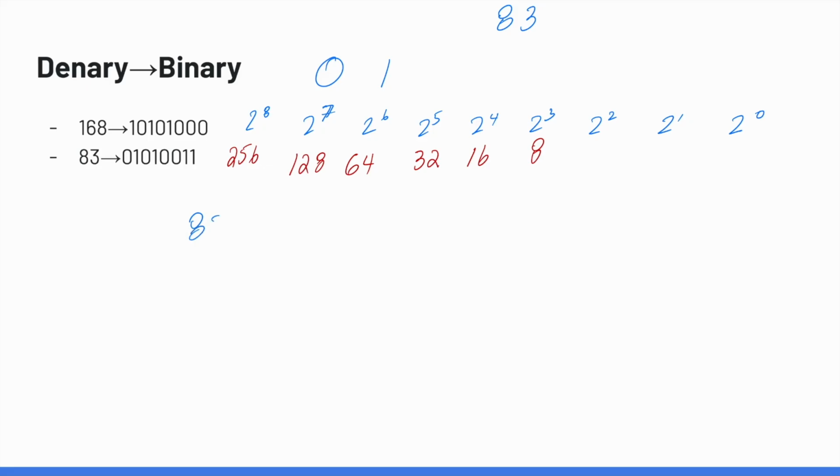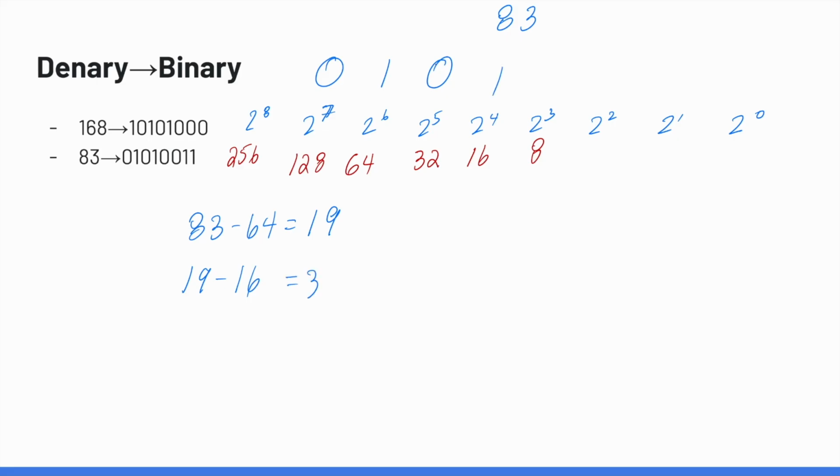So if we do 83 minus 64, we end up with 19. And so that means that we still need to account for 19. So now we're going to go to 2 to the power of 5, or 32, and that's too big, so we're going to put a 0 right there. And now then we're going to go to 16, and 16 does fit into 19. So we can go ahead and do 19 minus 16, and put a 1 right there, and we have 3 left to account for.